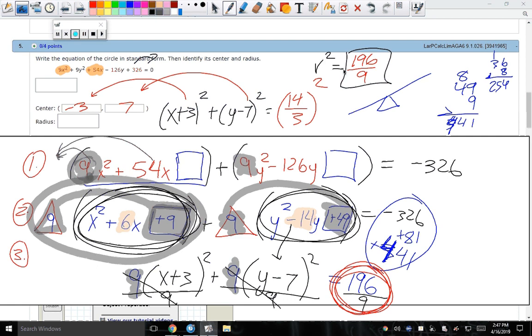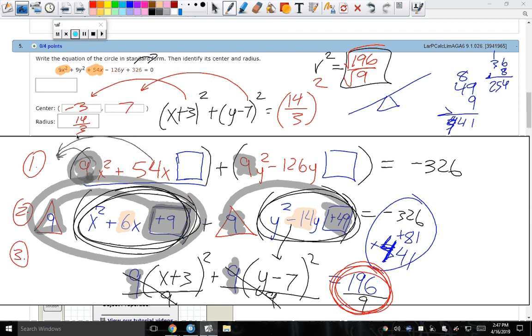So what do you do to both sides? You have to square root. If you square root the whole thing, it's the same as what you learned in Algebra 2: square rooting each the numerator and the denominator. The square root of 196 becomes 14, and the bottom is 3. So 14 thirds is your radius. Can you not put the radius as a decimal? You can, but I'd rather you do it as a fraction.